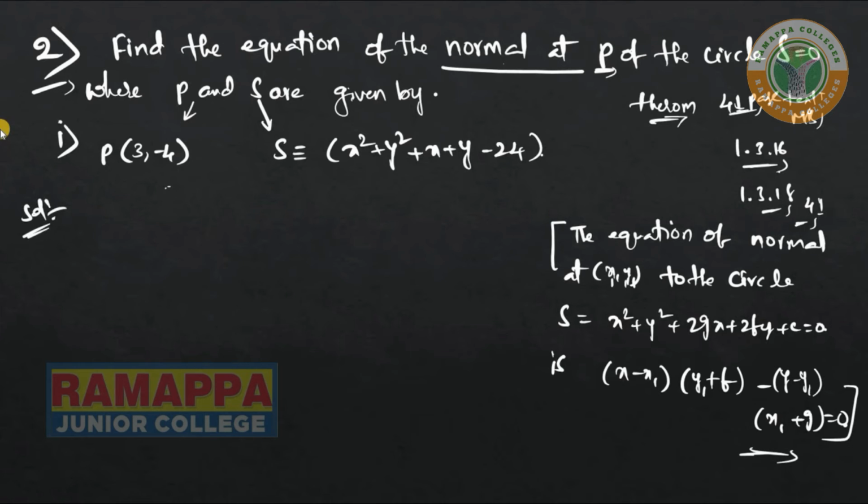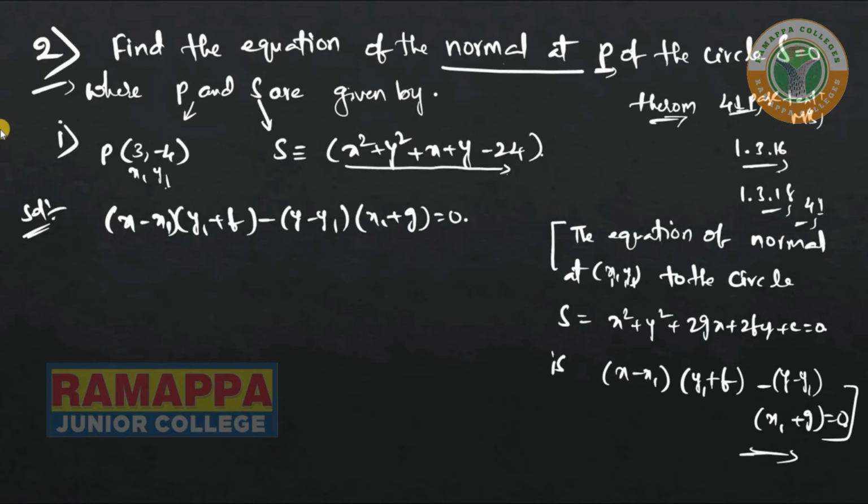Now what is the formula here? Solution: (x minus x1)(y1 plus f) minus (y minus y1)(x1 plus g) is equal to 0. Now x1, y1 is given. So this is the equation here. From this we find the g and f values. Here g is equal to 1 by 2 and f is also equal to 1 by 2. Now we substitute the values in this one.